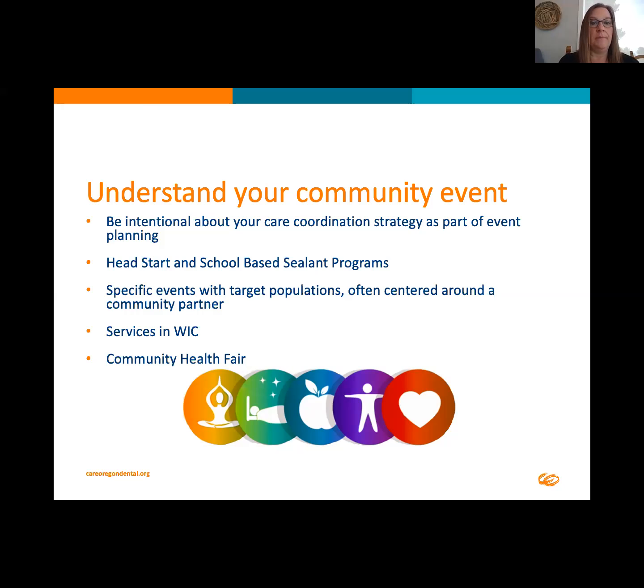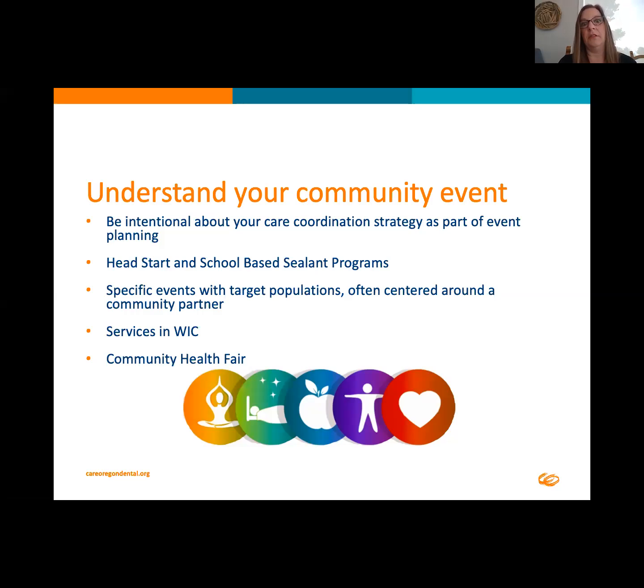When we go to some kind of specific event that has a targeted population and is with a community partner, we may still do a pretty deep level of follow-up care coordination similar to what we're doing in a school-based sealant program. When you get something more like a community health fair, we may have no follow-up communication or coordination planned if it's really passing out toothbrushes and those types of things, versus if we're doing on-site screenings or on-site other prevention services, then we might plan something a little bit more robust.